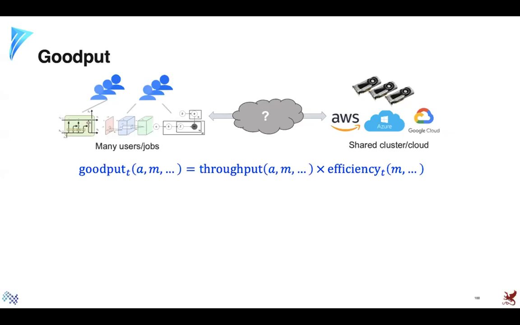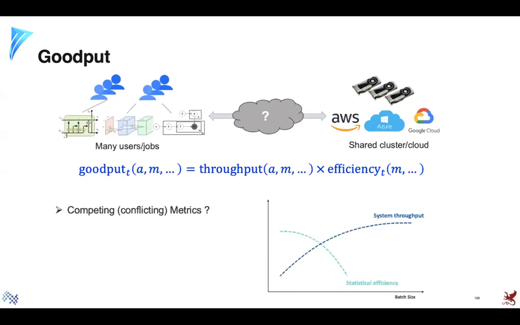The system throughput might be affected by factors like whether there are heterogeneous nodes available, the speed of the network, the speed of each GPU, whereas the statistical efficiency might be affected by factors like the batch size, consistency model for parameter updates, et cetera.